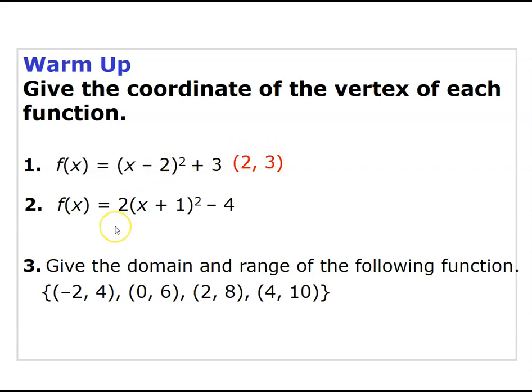How about the other one? Here, in f of x, the 2 is the shrink or the opening of the parabola. So we now have (x plus 2) squared minus 4. Minus 4 is the vertical shift, and the horizontal shift is inside of the function. Therefore, we now have negative 2 and negative 4.